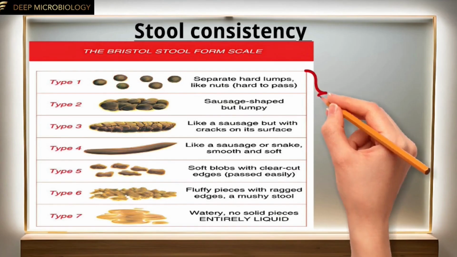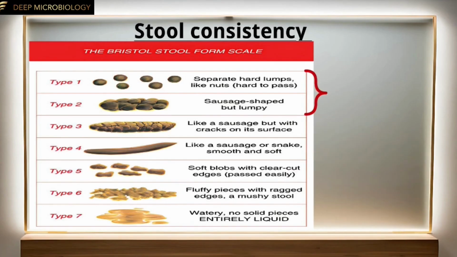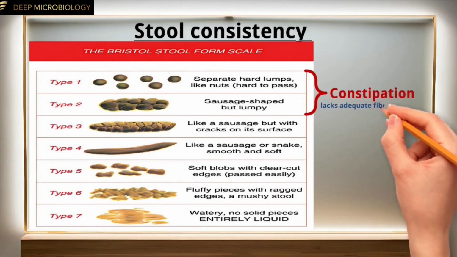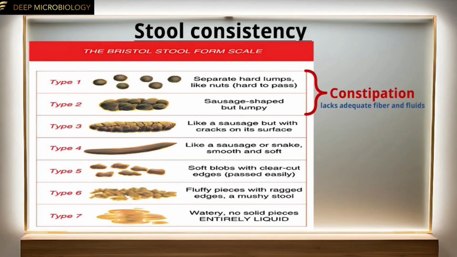Type 1 and Type 2. These stool types often indicate constipation. If you frequently experience these, it may suggest that your diet lacks adequate fiber and fluids, leading to difficulty passing stools.